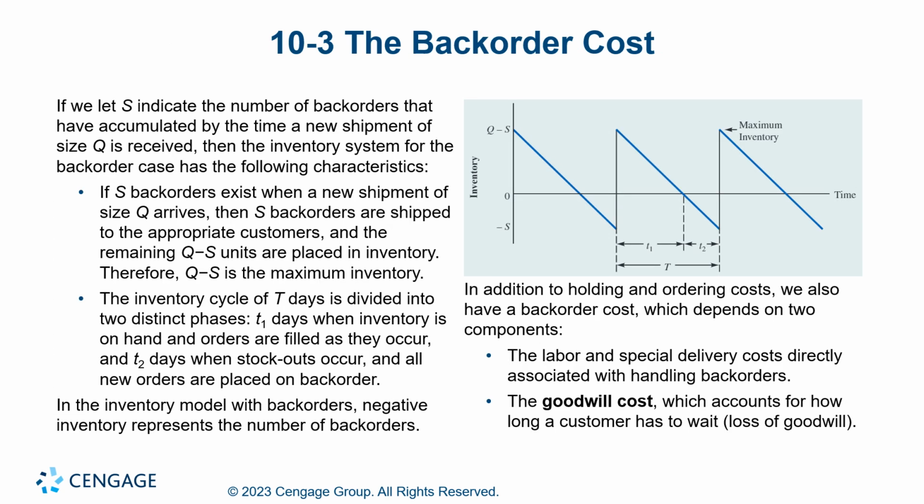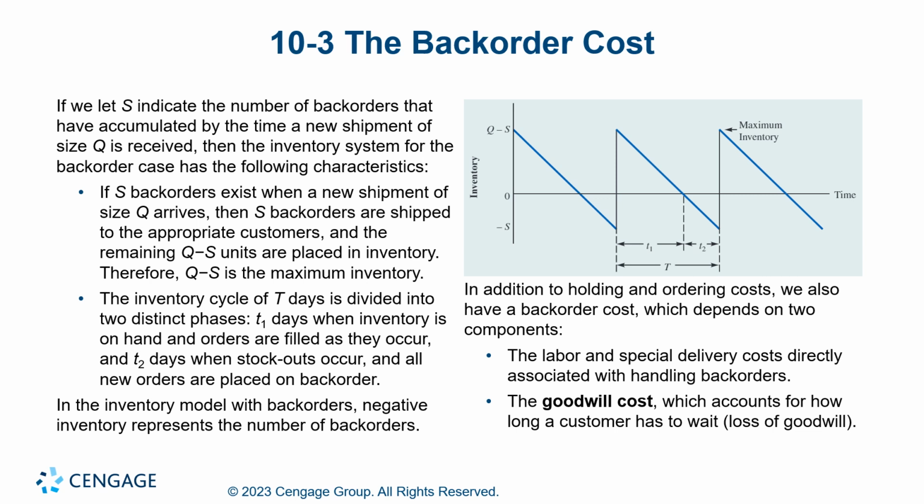The back order model that we developed is an extension of the EOQ model presented before. We use the EOQ model for which all goods arrive in inventory at one time and they are subject to a constant demand rate. If we let S indicate the number of back orders, or the number of shortages, that have accumulated by the time a new shipment of Q is received, then the inventory system for the back order case has the following characteristics.